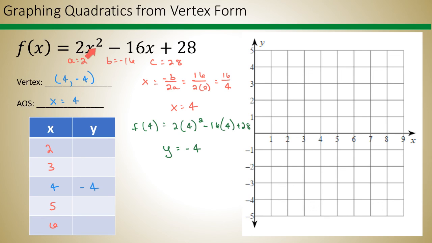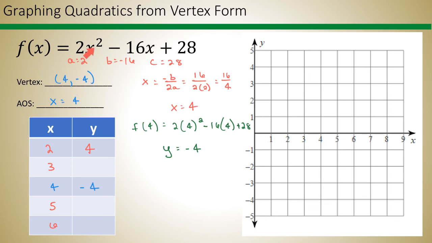So 2 squared is 4. 4 times 2 is 8. -16 times 2 is -32. So 8 minus 32 is -24. Plus 28, that's going to be +4. Then we sub 3 in.